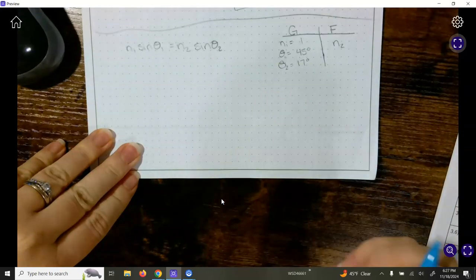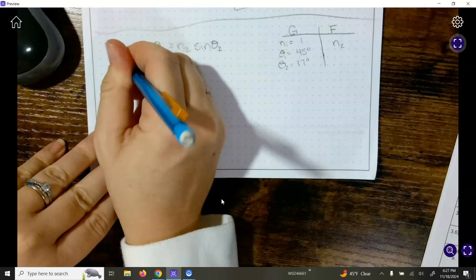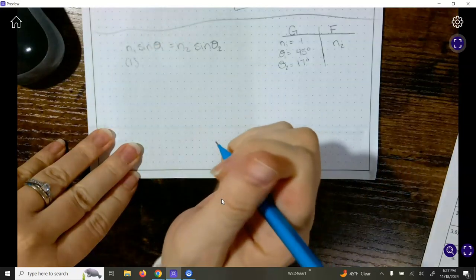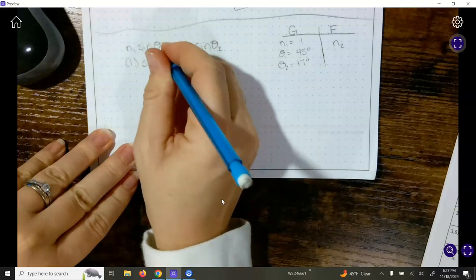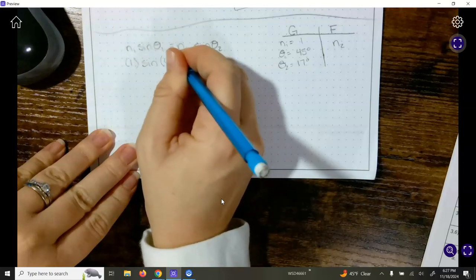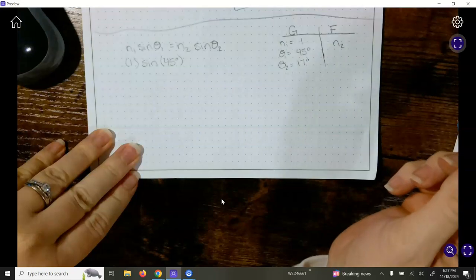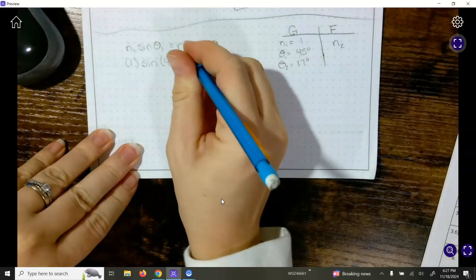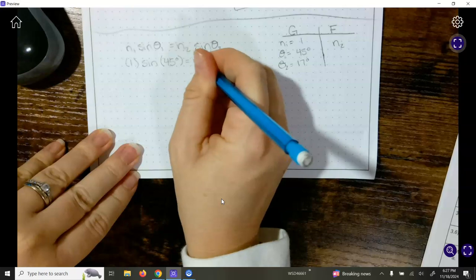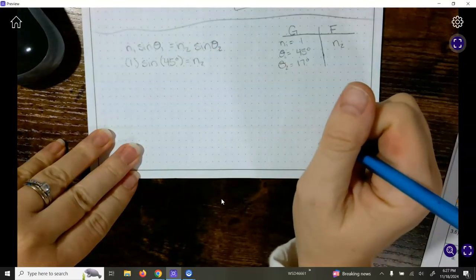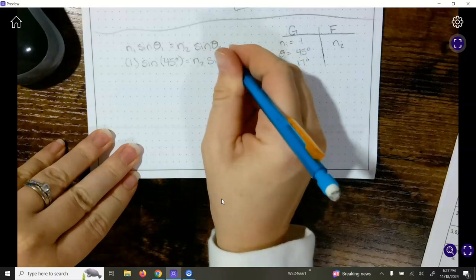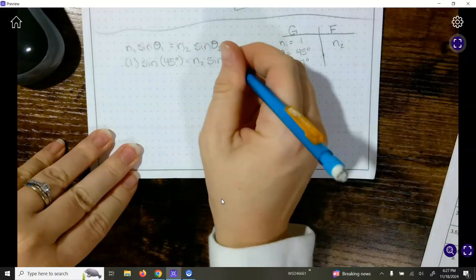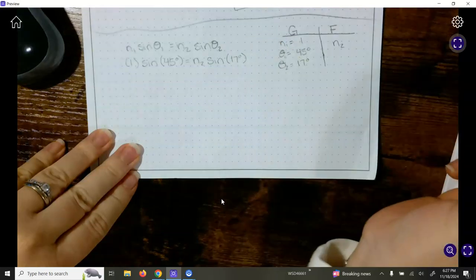So let's plug in everything we know over here. So for n sub 1, I'm going to plug in 1. Sine stays there. That's a function. But theta 1 is 45 degrees. Make sure you're in degrees and not radians. n2 is actually the variable I'm looking for. So I'm going to leave it there. And sine of theta 2, so sine is the function. Theta 2 was what I measured, 17 degrees.